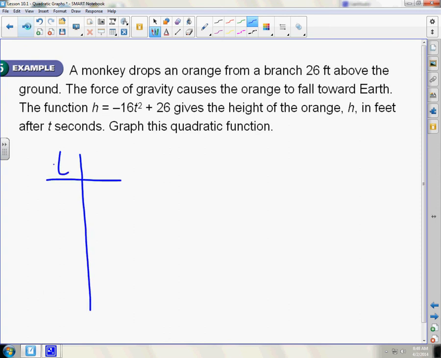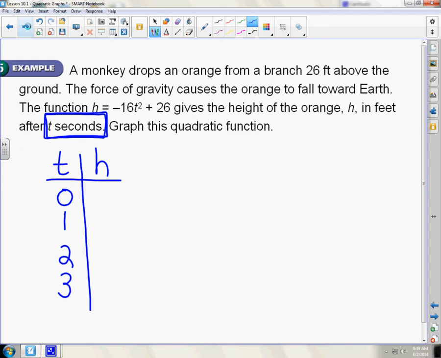And you're going to have t and h, or x and y, whatever you want to do. Now, h is the feet after t seconds. So t seconds, I can't have negative seconds. I can't say the monkey dropped the orange negative times. So I'm going to start with 0 and go up and just do a couple numbers.